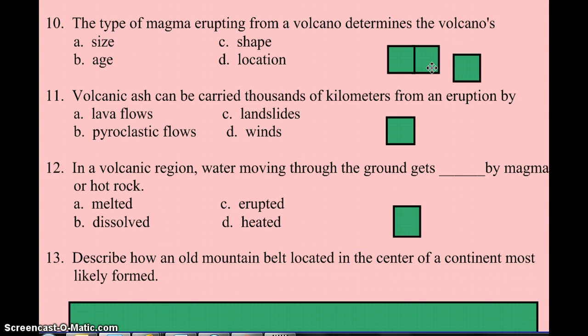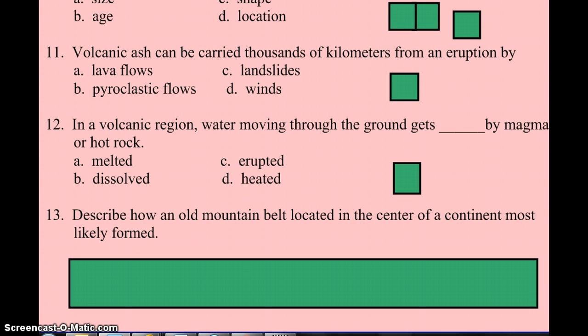The type of magma erupting from a volcano determines the volcano's size, age, shape, or location. The correct answer is its shape. And like I said, I hope you're pausing it, thinking about the answer, and then seeing if your answer is the right answer. Volcanic ash can be carried thousands of kilometers from an eruption by lava flows, pyroclastic flows, landslides, or winds. The key words here are thousands of kilometers. And that would be D, wind can carry it across the entire planet.